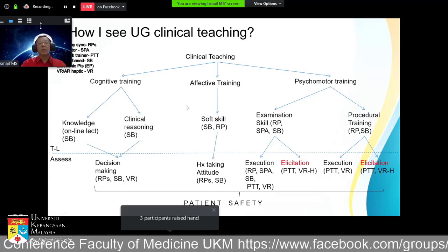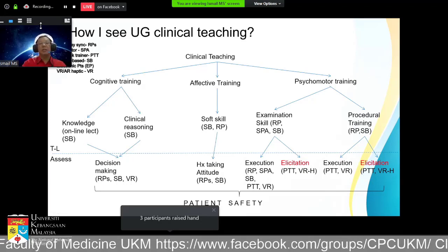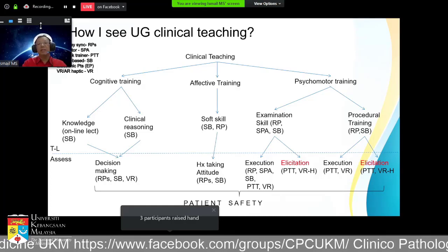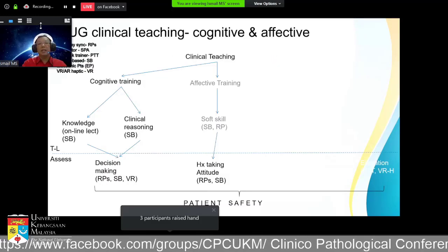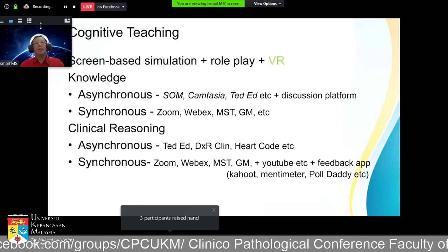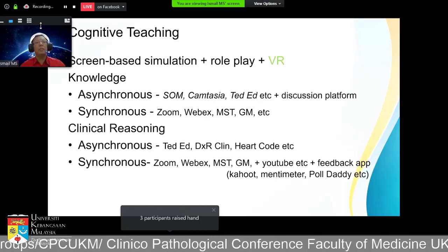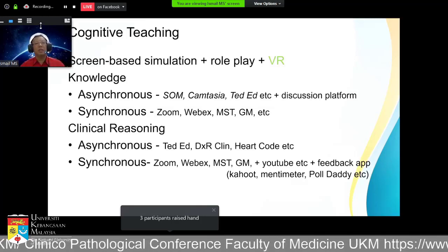The top one is on teaching and learning. The bottom one is on assessment. How can we do that? So I think the black mark is not difficult, but the one in red, I think, is the challenge. Now let's see the teaching and learning on cognitive. Now, these are some of the things we can use: screen-based simulation, role play simulation, plus VR. These are all the modalities of simulation that we can use here.